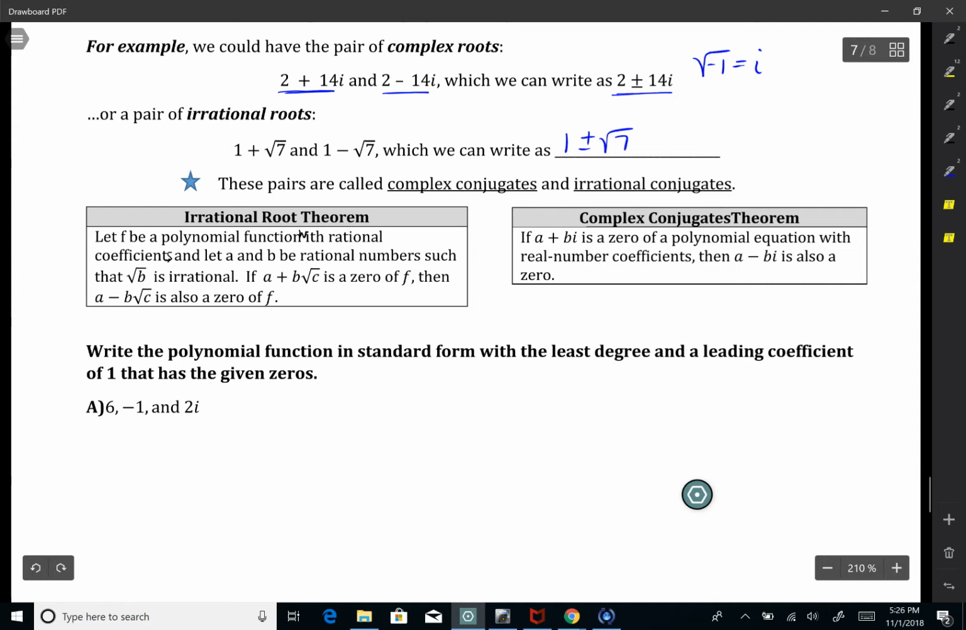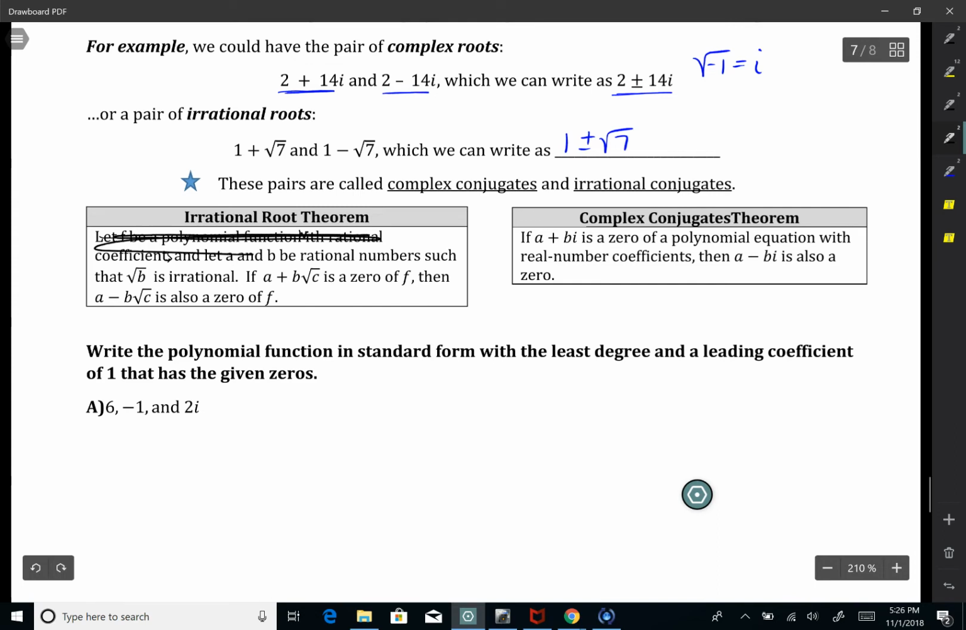Now, why do we have to have plus or minus, and why do we always have to have both of them? Well, the reason is these come from taking the square root, and every number has a positive square root and a negative square root. So that's where these next theorems come from. And I actually realized I have some typos in the irrational root theorem, so I'm just going to cross out some things and make it simple.